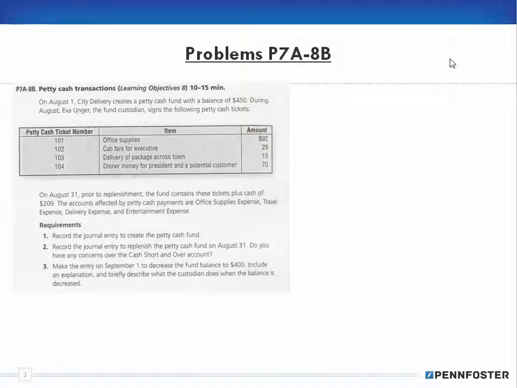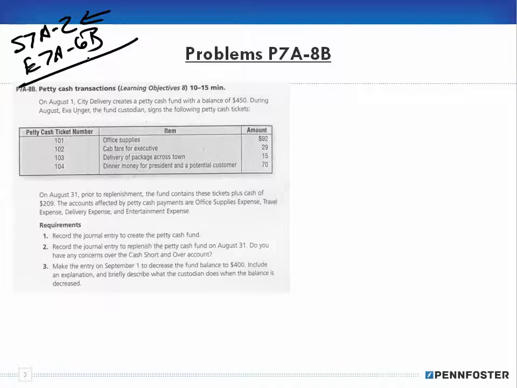So, last problem, and I highly recommend that you watch the theory videos for petty cash and that you actually go back and do the short exercise 7A-2 and the exercise 7A-6B. Okay, 7A-2 was a simplistic look at doing the petty cash. 7A-6B added a wrinkle in that there was a shortage, and I also explained what to do with an overage. But watch the theory video so that you know what you're looking at when you're thinking through the entire overall process of doing petty cash. Now, I didn't look at this problem, so I don't know what new wrinkles might be in this one, but we'll see.